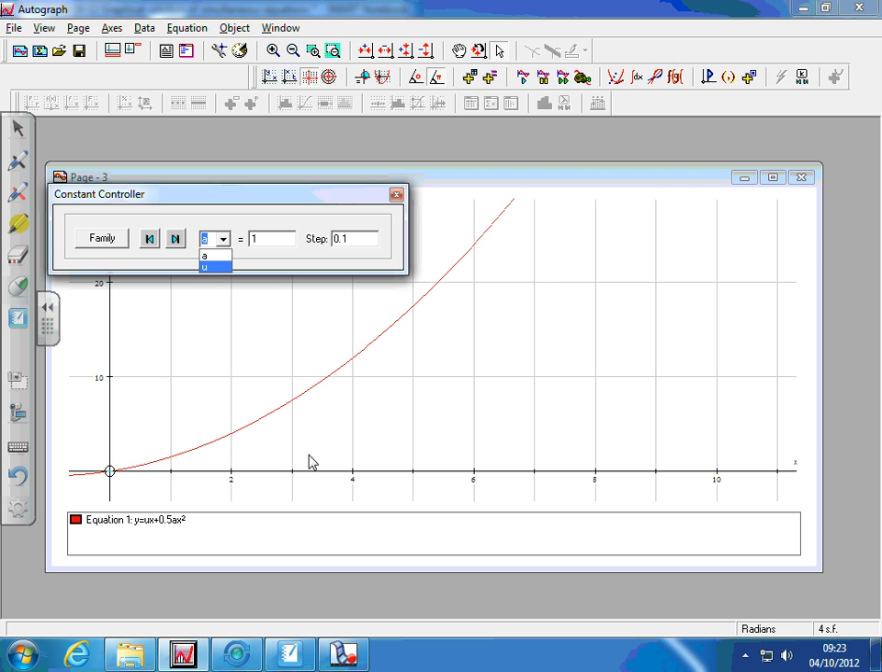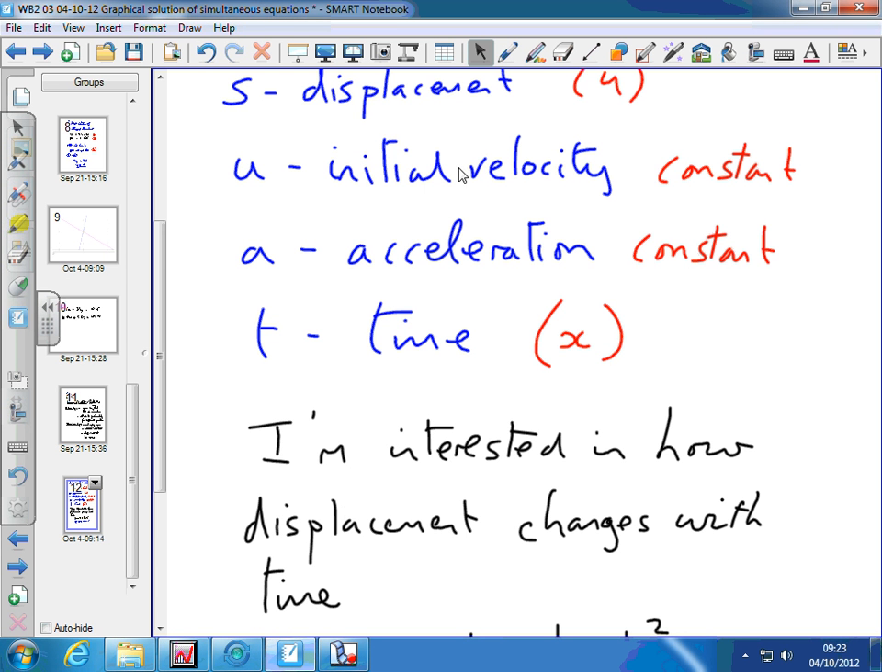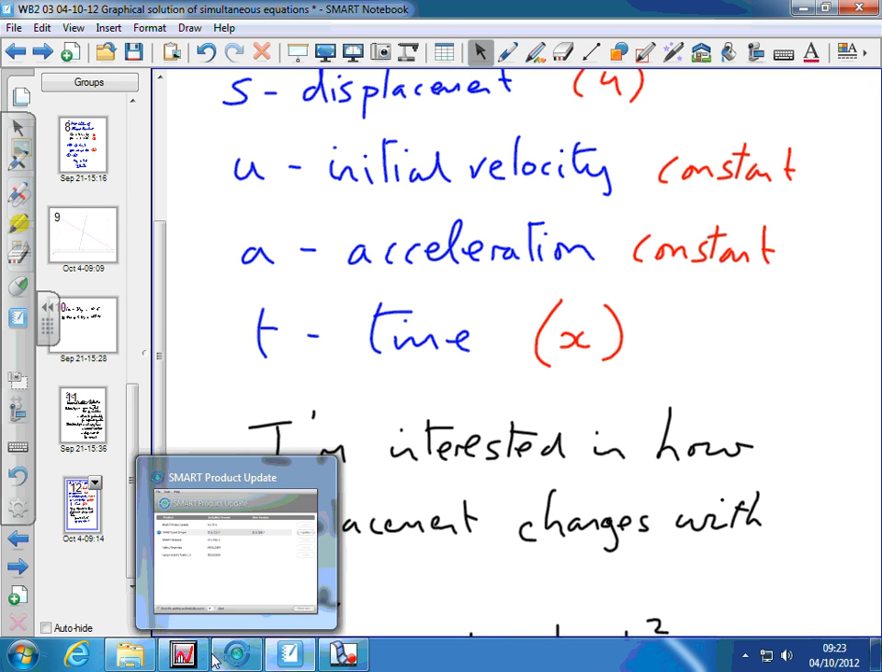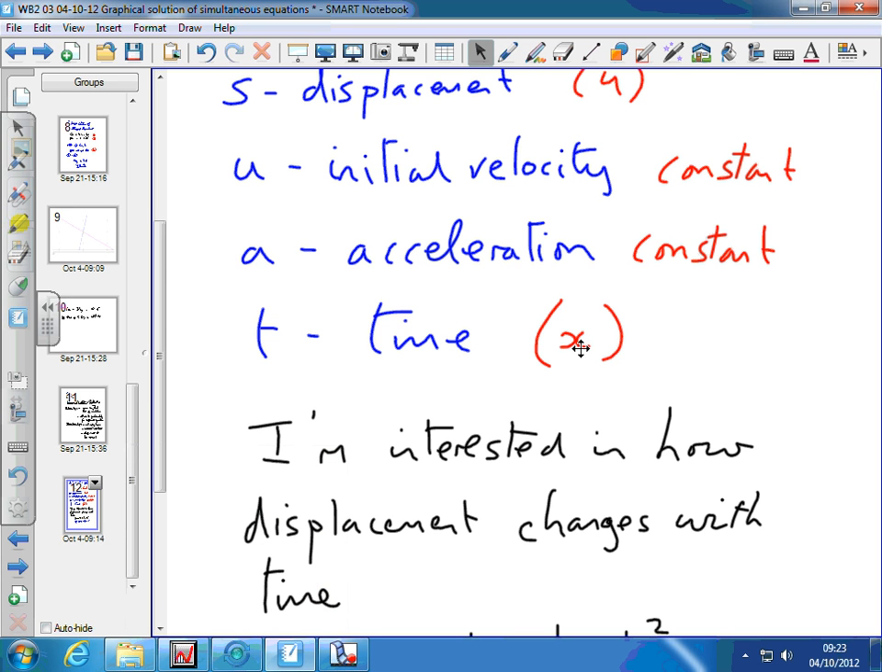Yeah, it's the right curve, but what it's done is it's assigned u to be 1 and a to be 1. This particular software automatically gives it a 1. It doesn't say to you, you need to put in u and a, it just gives it the value 1. Different software might do different things. So what we've got to do now for this particular problem is to find out what u and a are. And that's where the simultaneous equations come in.